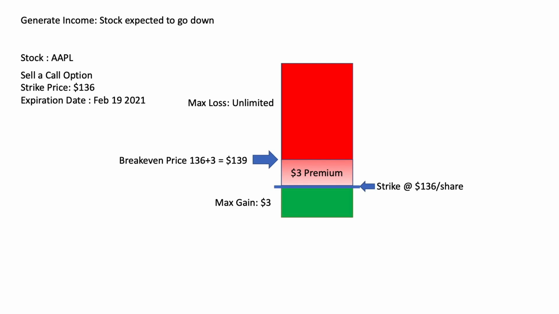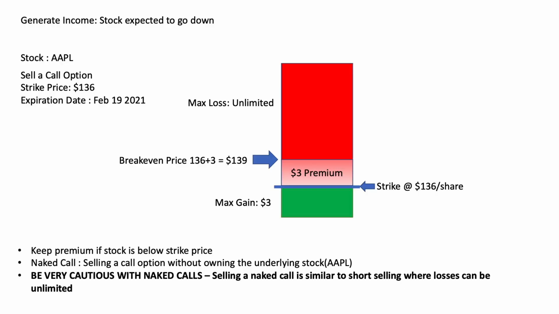So now let's talk about selling a call option. Again, we'll talk about the same strike price, 136, February 19th, 2021 expiration. You expect the stock to go down in this situation. So your max gain here is $3, regardless of how far below 136 Apple's stock drops. That $3 premium plus the 136 gives you a break-even price of 139. But it's important to note here that your max loss is unlimited. So you keep the premium if the stock is below the strike price.